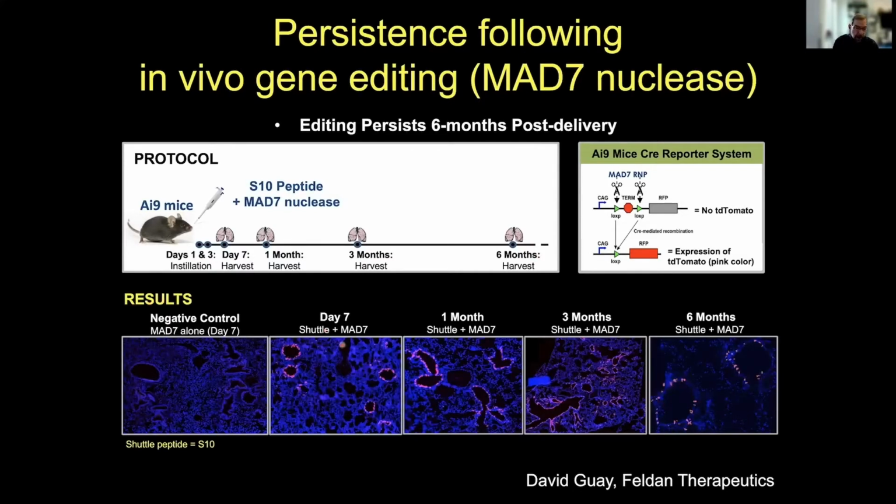And you can see here, here's a negative control lung. Following MAD7 editing, you see a number of positive cells in the airways, and this continues at 1 month, 3 months, and now 6 months following delivery.